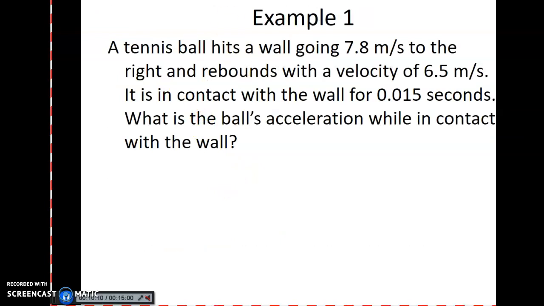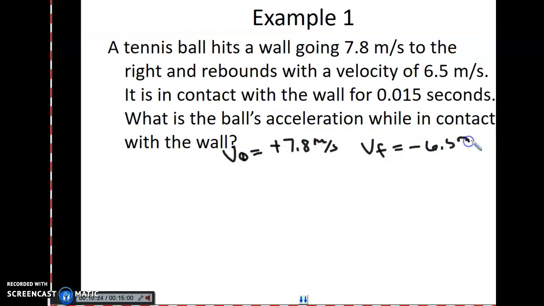All right, we're going to do one problem here. We have a tennis ball going 7.8 meters per second to the right. It rebounds, so my initial velocity is this. My final velocity is negative 6.5 meters per second. And our time is 0.015 seconds. So you're trying to figure out what your acceleration is.